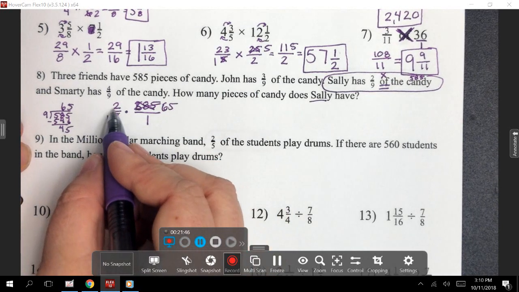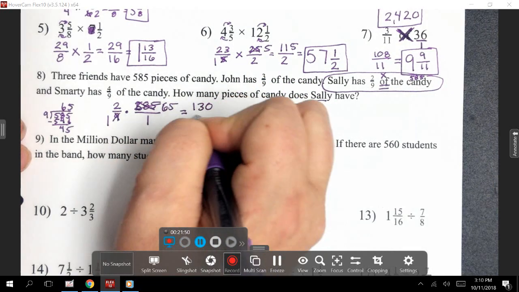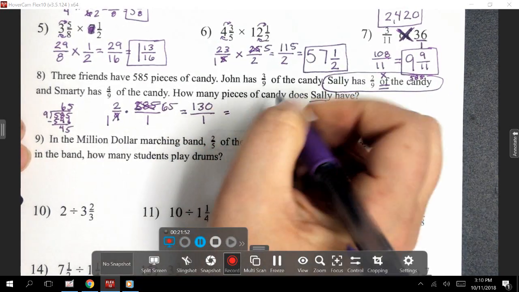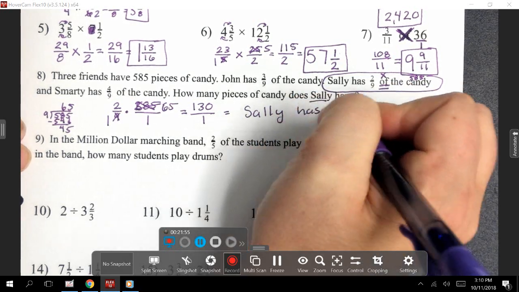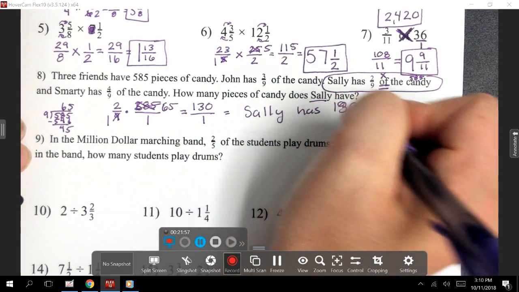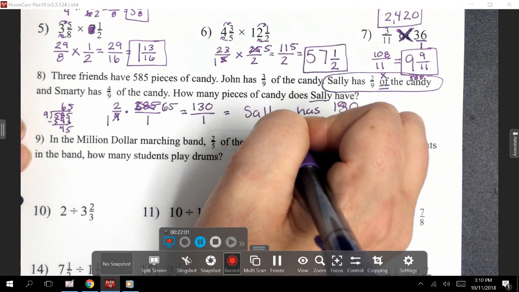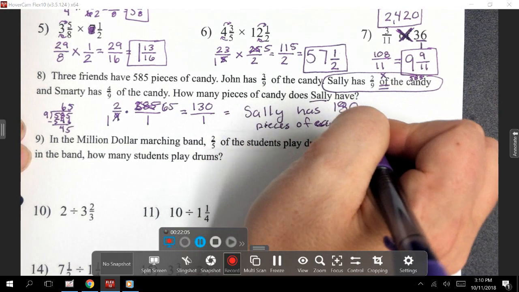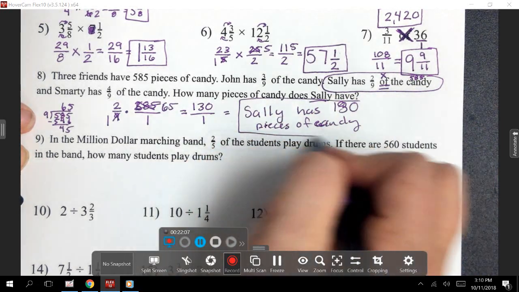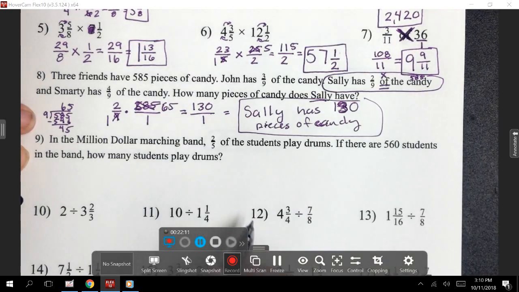All right, so now on the top it just says 2 times 65, which is 130. And on the bottom, 1 times 1 again, which means Sally has 130 pieces of candy. Excuse the horrific handwriting here. And that's a 30. 130 pieces of candy.